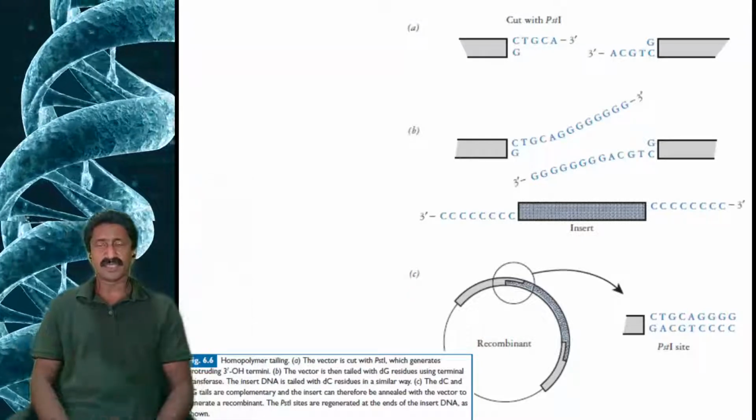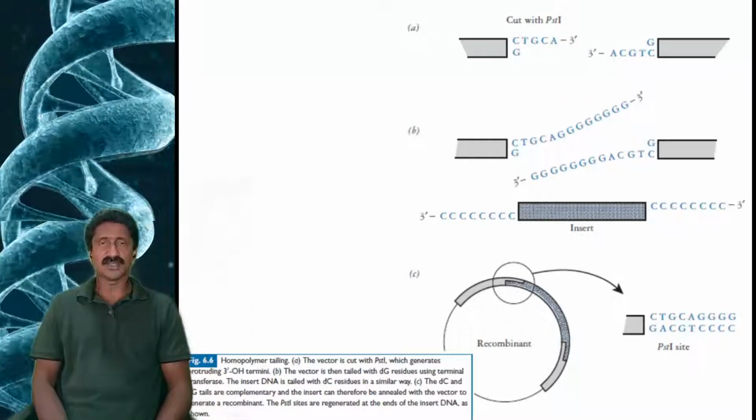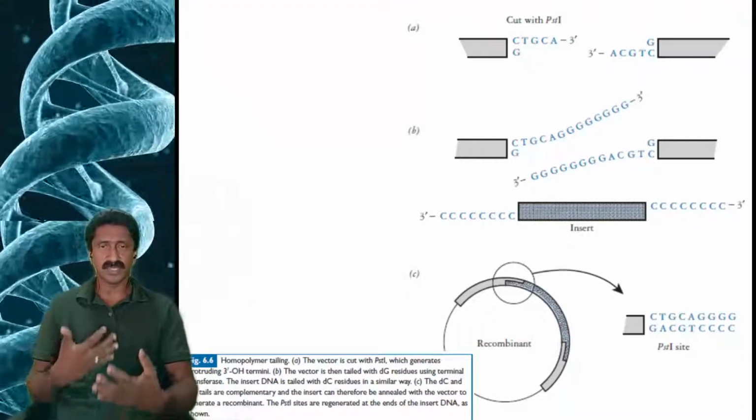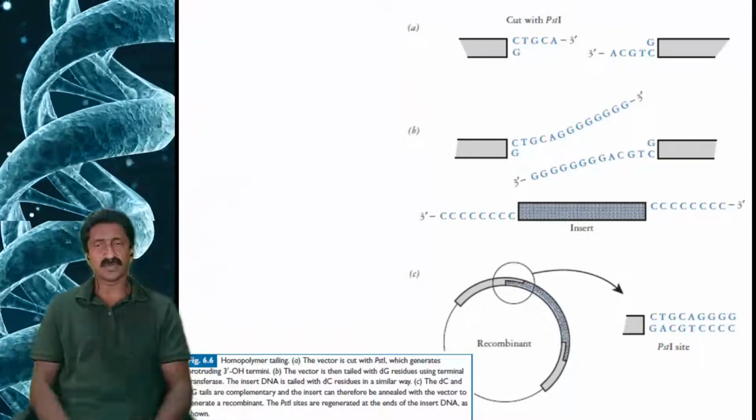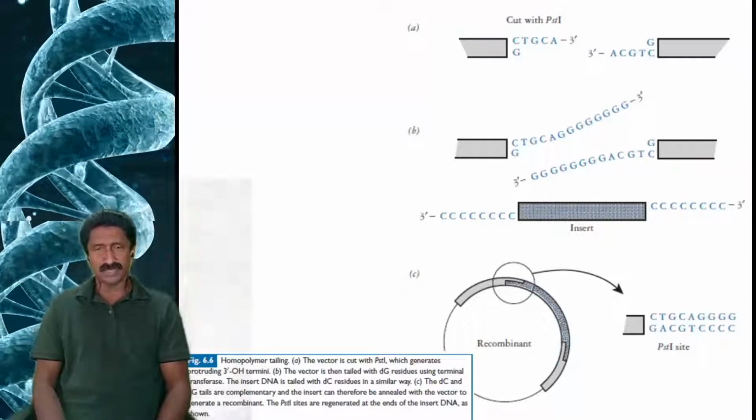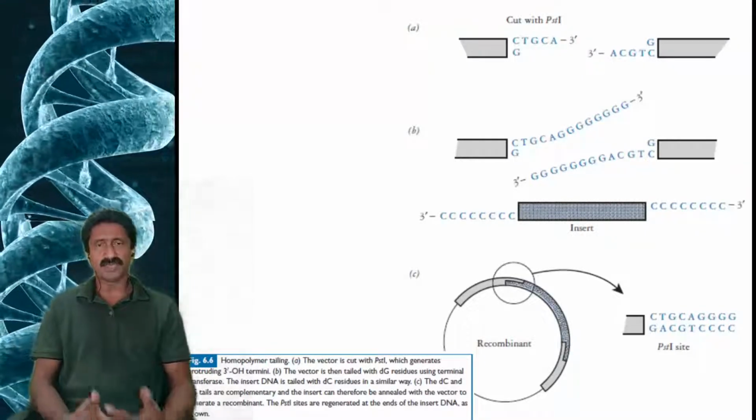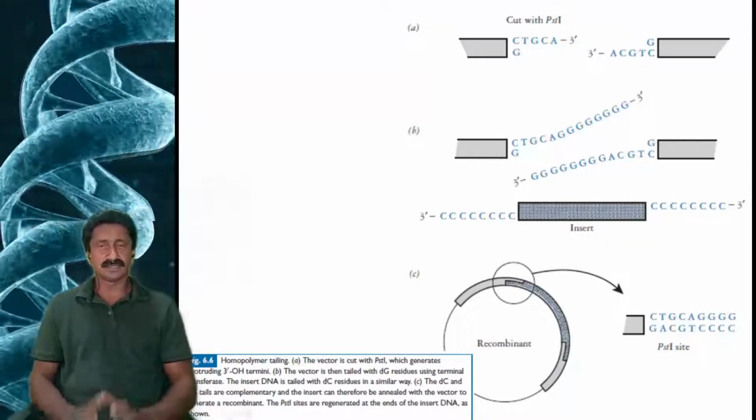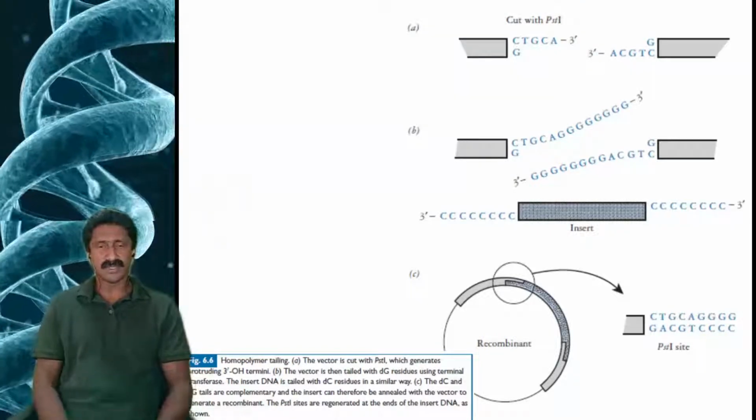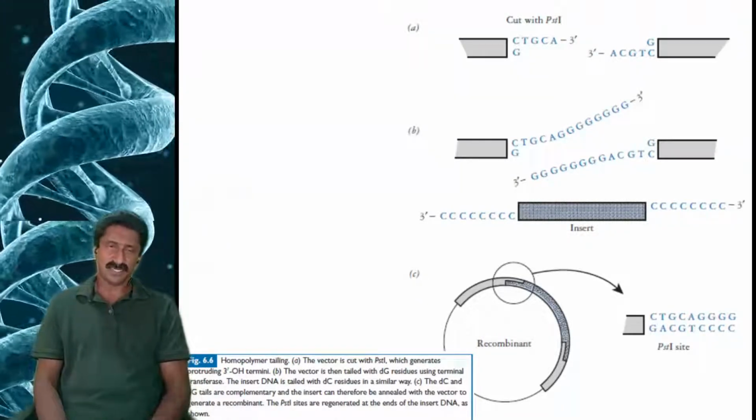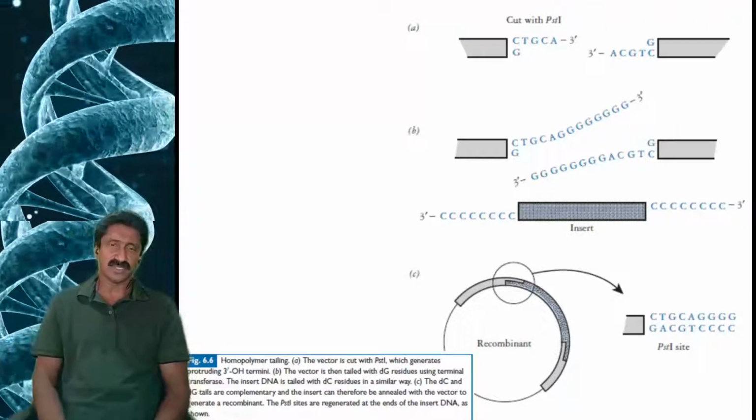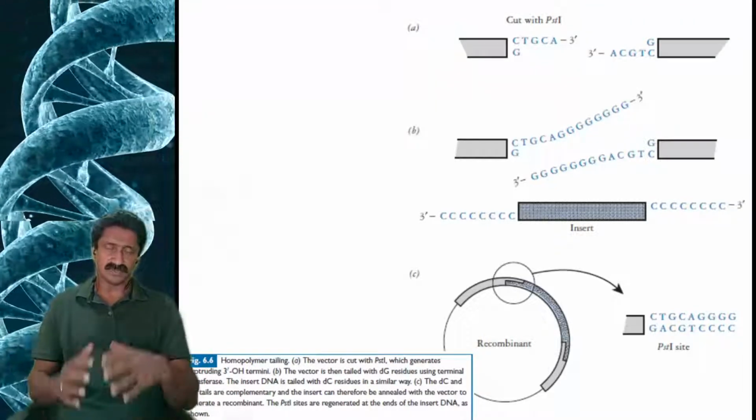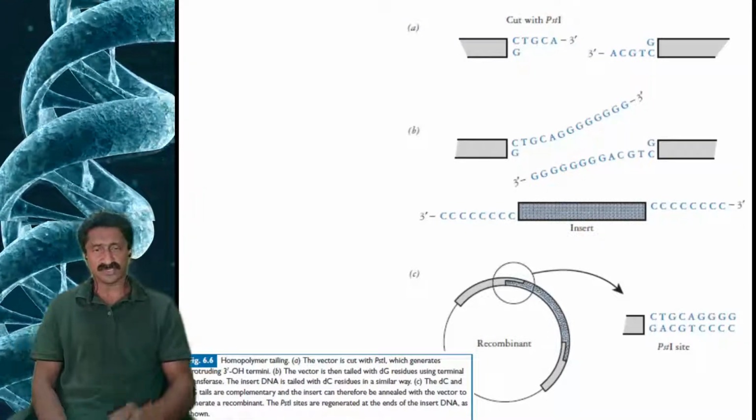Two complementary tails of poly A and poly C can be used as a homopolymer tail, or you can use poly T and poly A as the tails on both ends of the vector and the DNA insert, so that they will pair and circularize the plasmid, and it will create the recombinant construct.